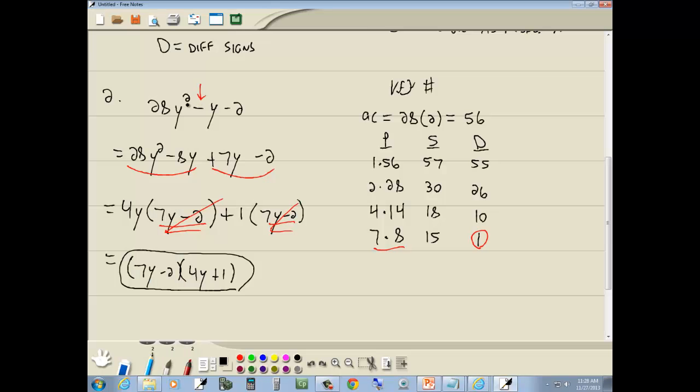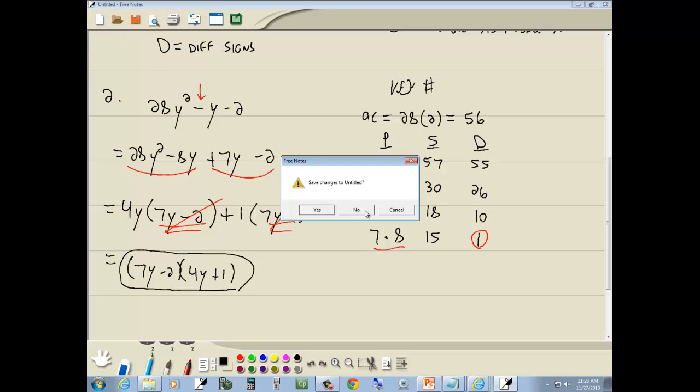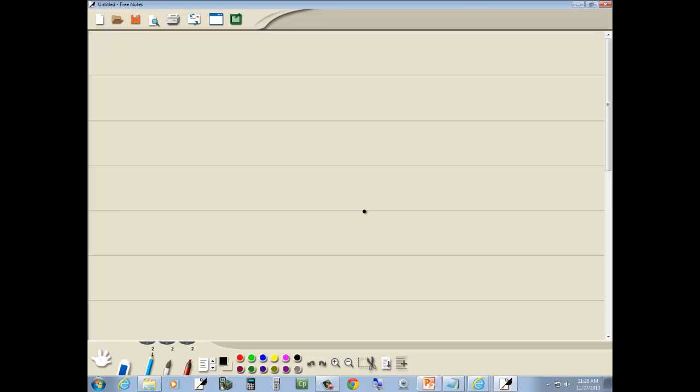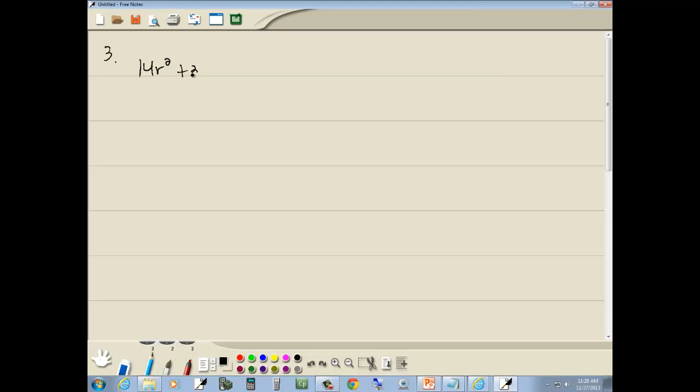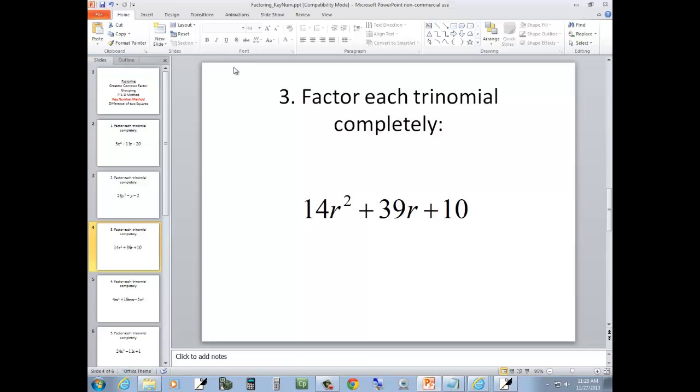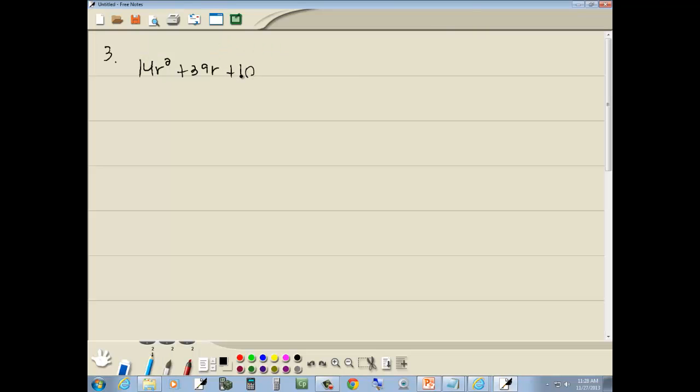Let's take a look at this next problem. It's our new page. And we've got 14r squared plus 39r plus 10. Okay, GCF. There isn't any. Grouping, 4 or more terms. No, doesn't fit.